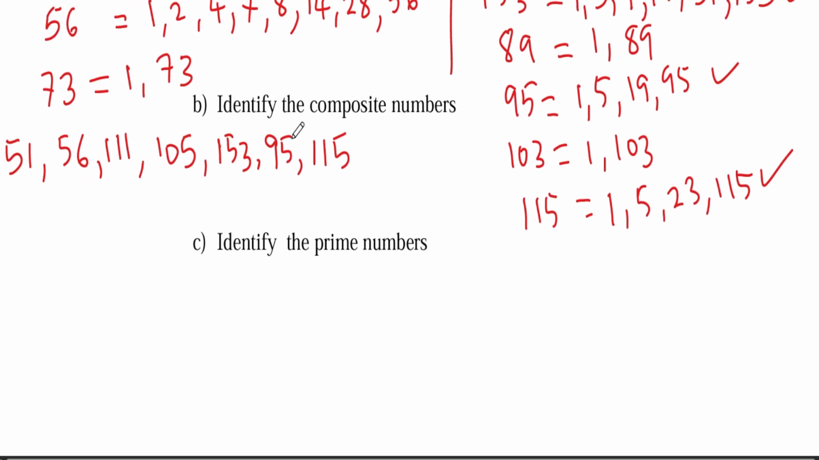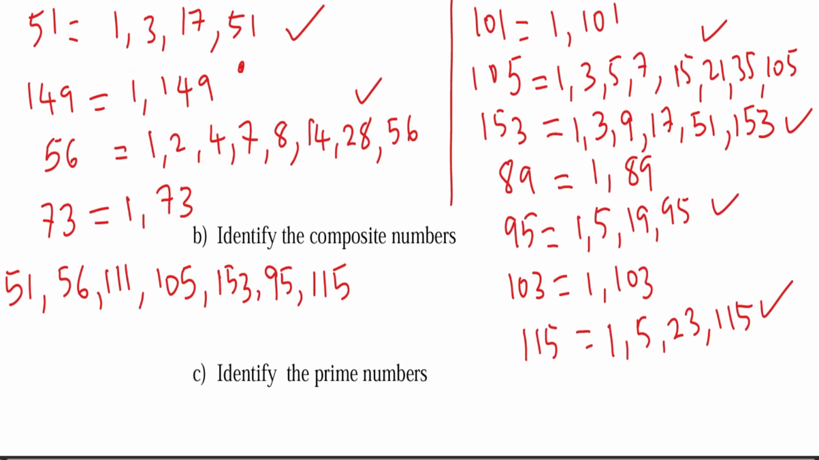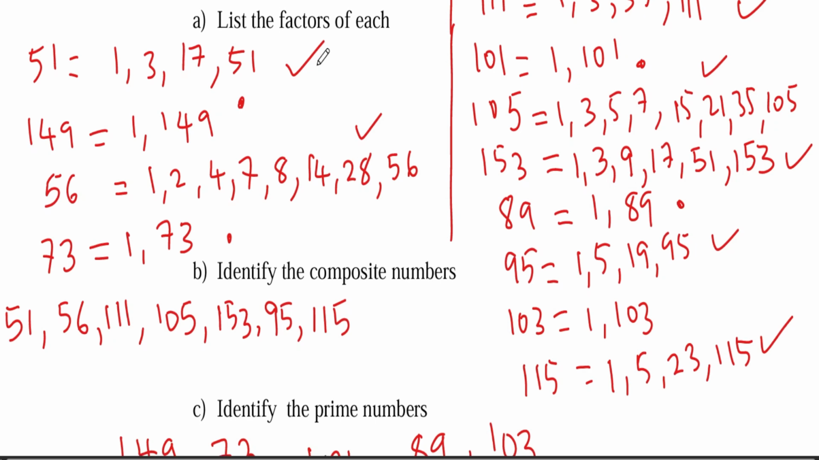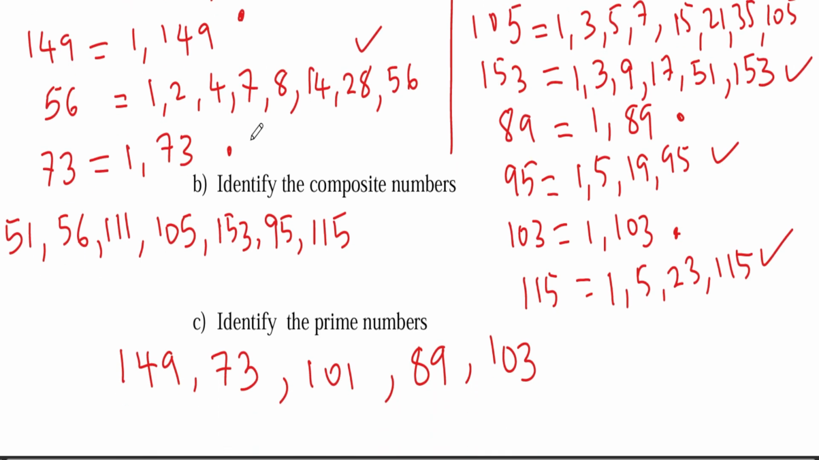For the prime numbers, we have just a few, and they include 149, 73, 101, 89, and last but not least, 103. Let me confirm if there's any that I might have omitted. So 1, 2, 3, 4, and 5. Those are the only prime numbers that we have. So let's continue.